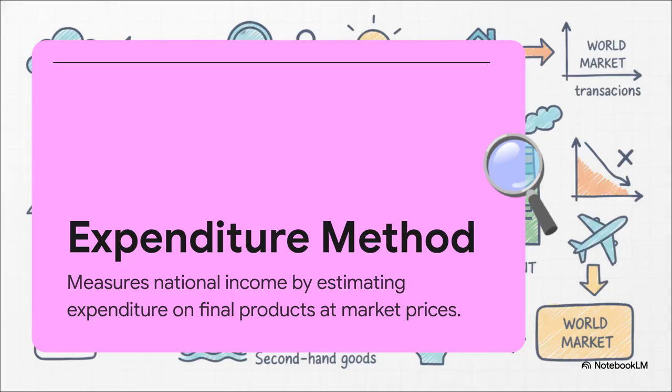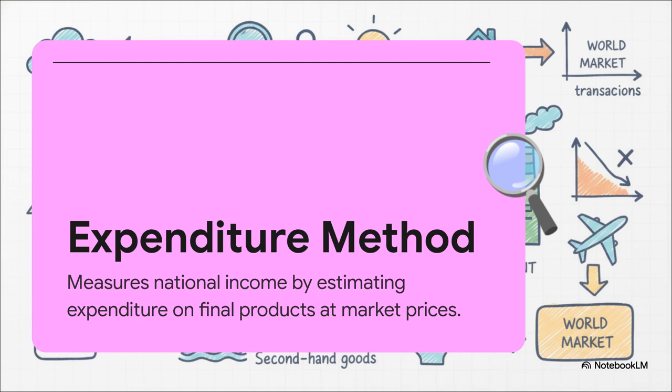Okay, let's just dive right into the definition. The expenditure method measures national income by estimating the total expenditure on final products at market prices during a given year. As candidates, you really must remember that accuracy in this calculation is paramount. We're essentially adding up all expenditures incurred by households, the business sector, the government, and the rest of the world.